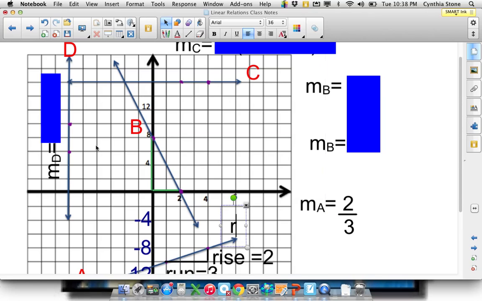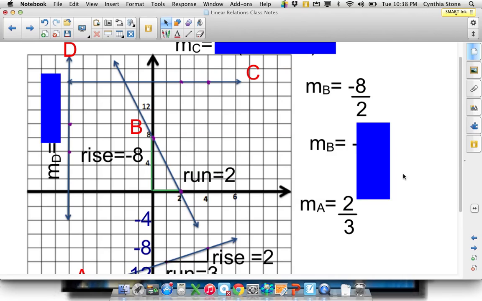And here I say my rise. In this case, it's negative, right? Because it's a negative slope, it's going down, and the rise is -8. Okay, the rise is -8, and the run is how much it goes across, and it goes from 0 to 2, so the run is 2. Okay, so -8 over 2, and -8 over 2 equals -4.